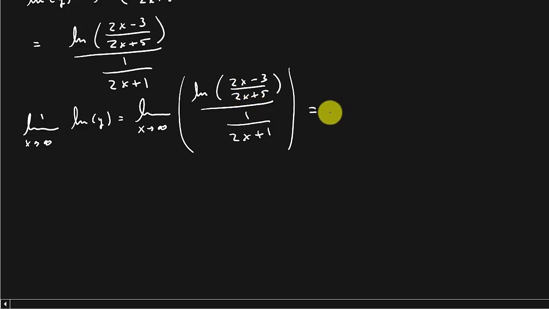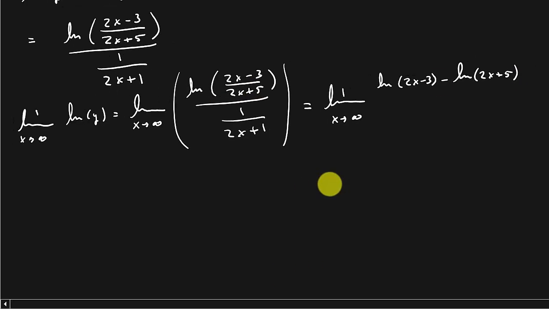But what I can do here is rewrite it: the limit as x goes to infinity of natural log (2x minus 3) minus natural log (2x plus 5). Division splits up into subtraction, and that's over, and then this one I'm going to write as (2x plus 1) to the negative 1. I just took this and moved it up there. And remember, this is like raised to the first power, so when I move it up across that fraction bar, it changes the sign of the exponent.